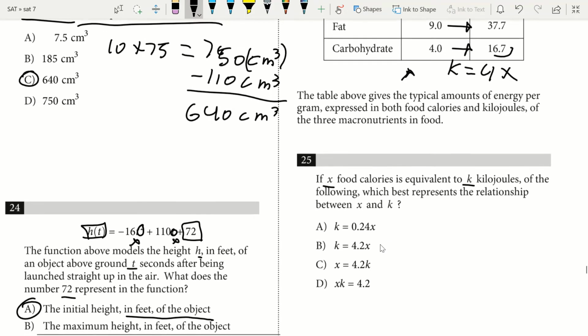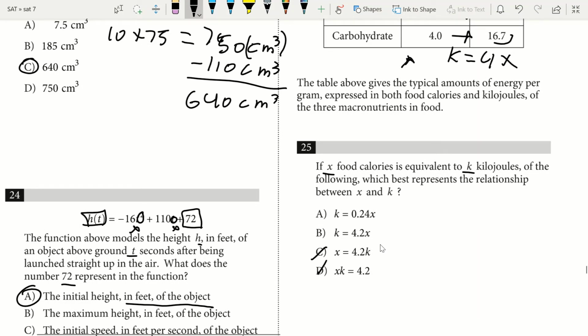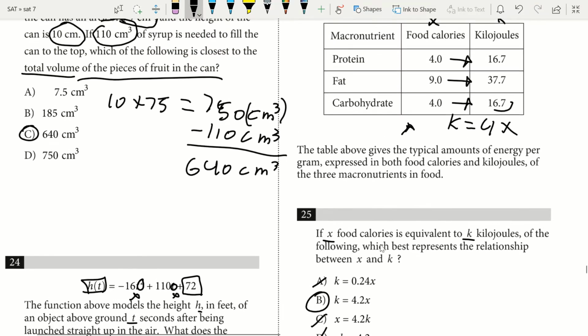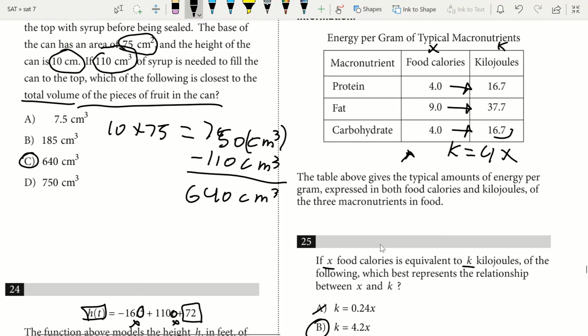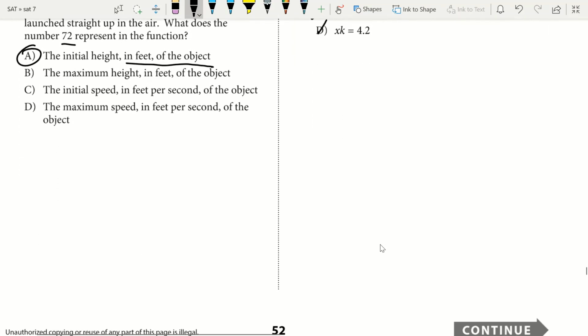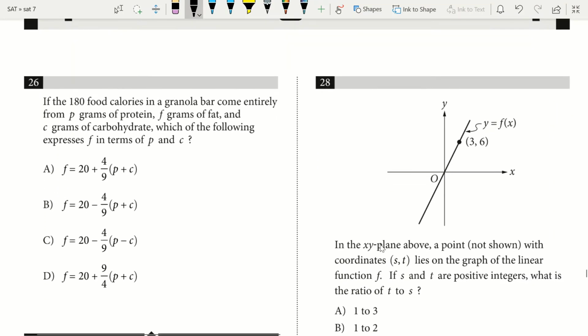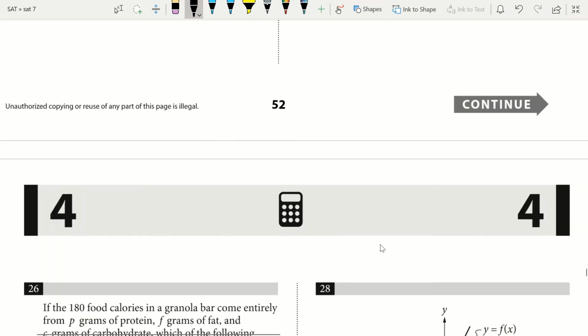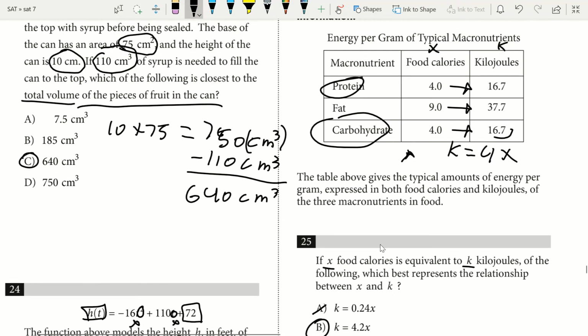I just find the answer choice that says that. I see that I have that in B. K equals 4.2 times X, right? And that makes sense because 4.2 times 4 is going to give me 16.8, which is shown here. That's just about 16.7, close enough. So my answer is going to be B. All right, question 26. Did I get all those up here? Let's just double check. Looks like I did.